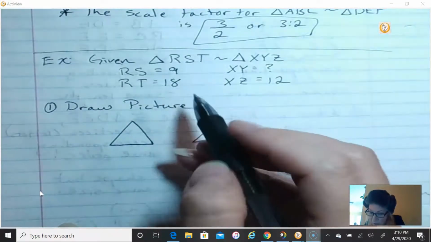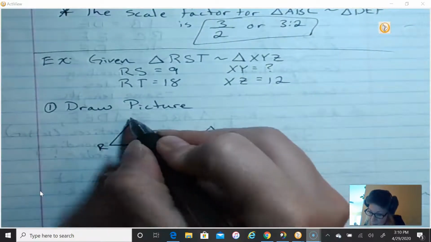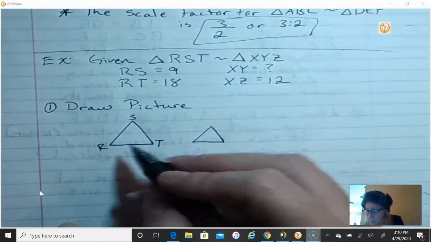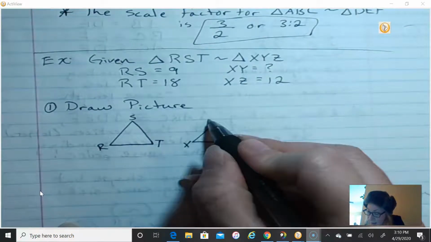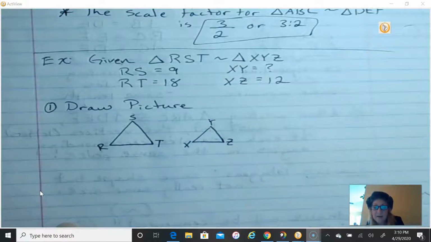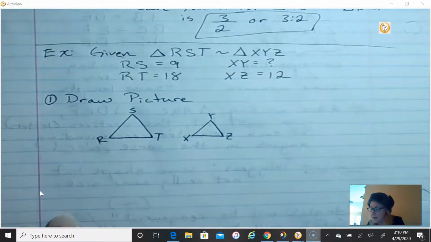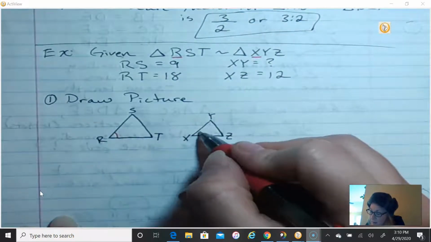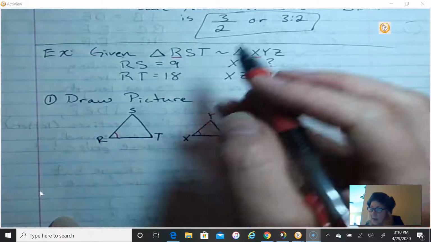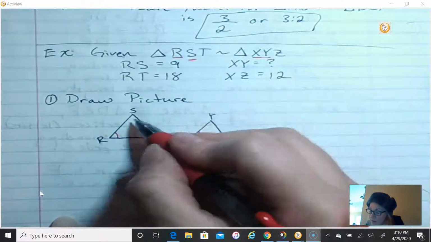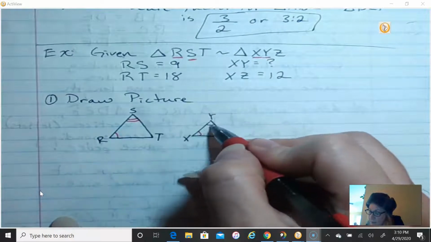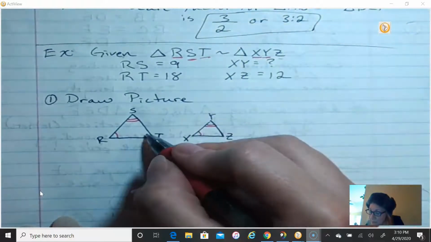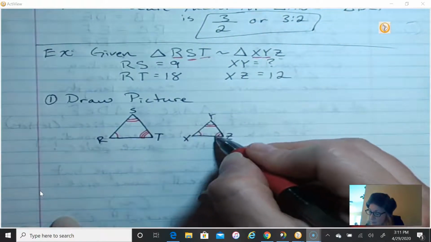So first triangle is RST. So I have R, S, and T. And the next one is X, Y, Z. And you must list it just like the other one. If you get these letters confused, R and X are the same, so we're going to mark that. S and Y are the same, so I'm going to mark them the same. And then T and Z are the same, so I'm going to do 3 marks.